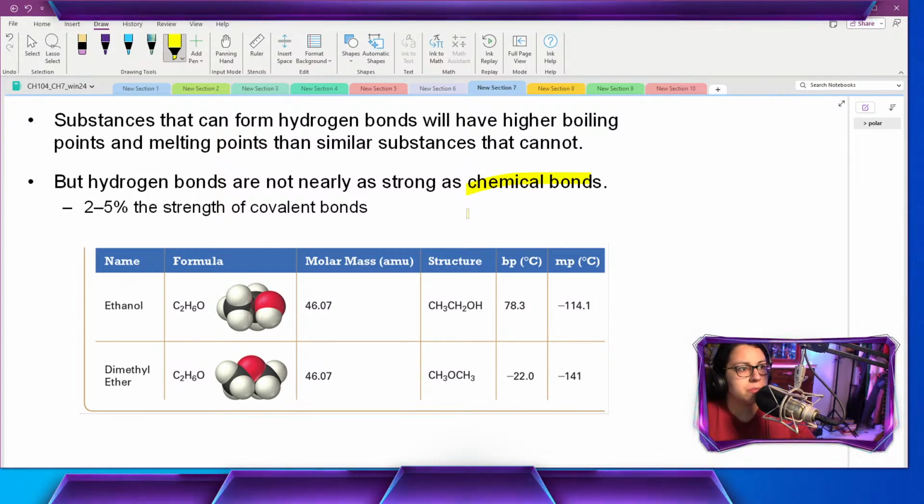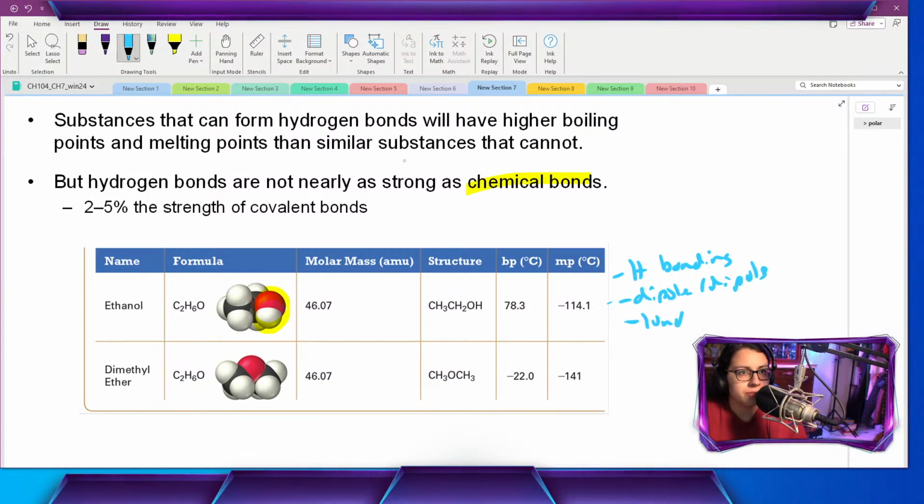Let's compare these two boiling points. Now we're looking at ethanol versus dimethyl ether. Similar formulas, but these are structural isomers, so different connectivity. Our ethanol has that OH, so that means we're going to have hydrogen bonding. And it's still polar, so we still have dipole-dipole, and we still have London dispersion.